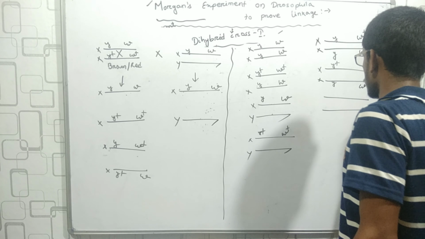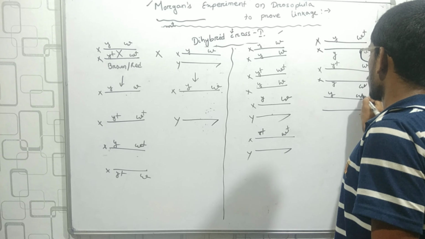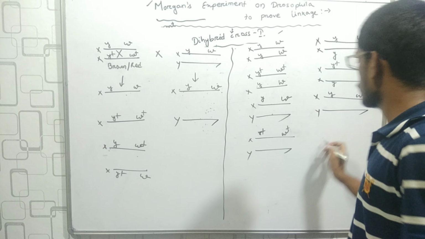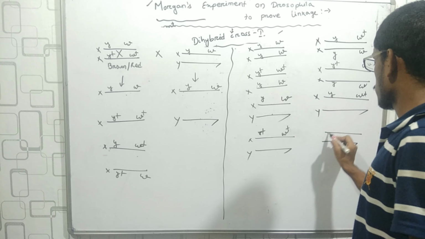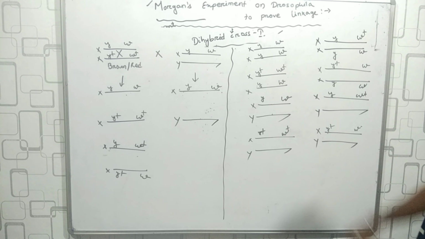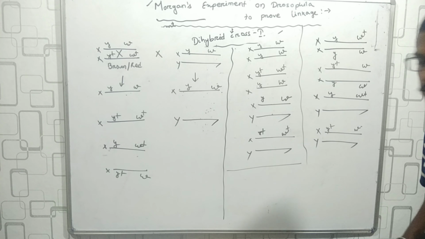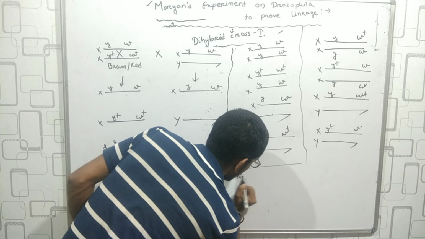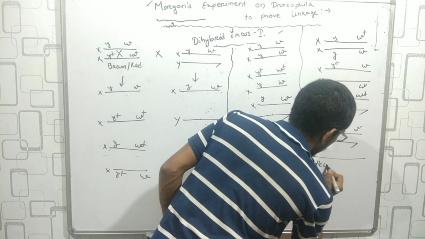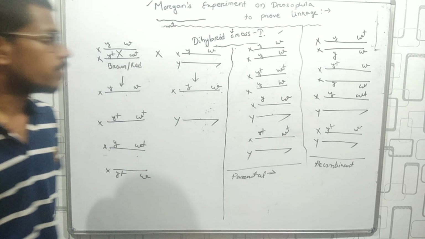Then if it is crossed with this, then small y, small w plus X, and this is Y. If it is with this, then the result will be small y plus, small w, X and Y. Okay, so see here, these are the parental varieties. These are the parental varieties. And these are the recombinant ones. Okay, these are the recombinant.